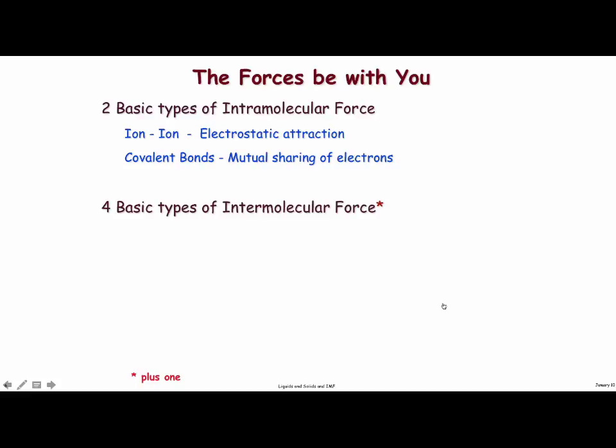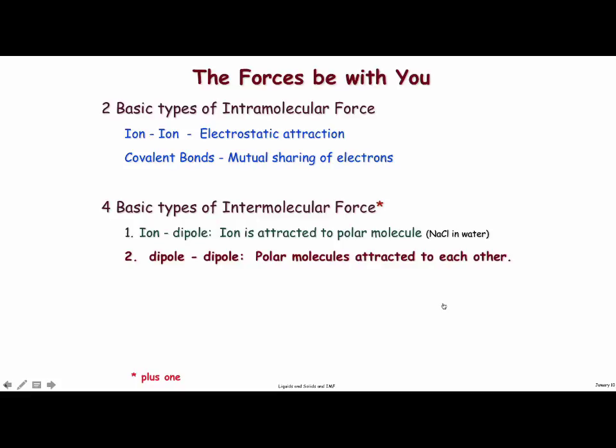We will concentrate on 3 types of intermolecular forces in this particular chapter. One is ion-dipole. When an ion is attracted to a polar molecule, this is ion-dipole. For example, when water dissolves sodium chloride, the water orients itself and pulls the sodium or the chloride out from the crystalline lattice of sodium chloride.